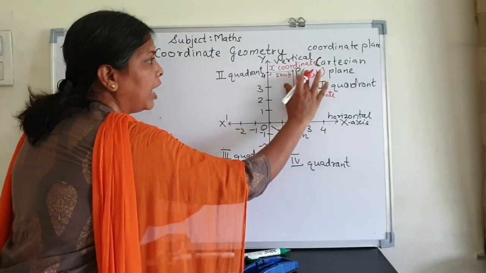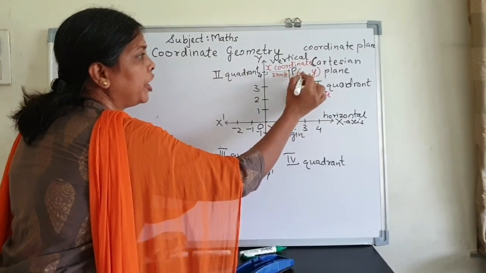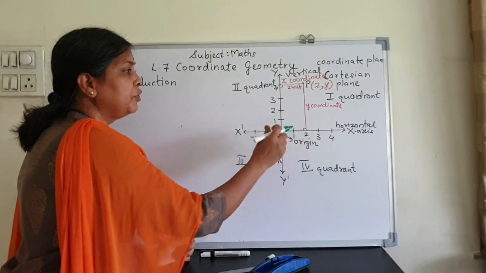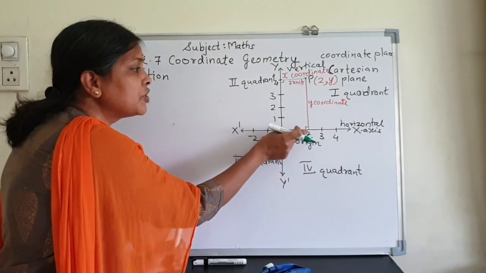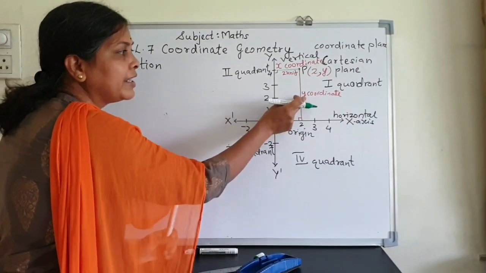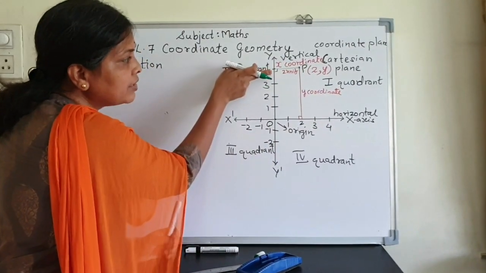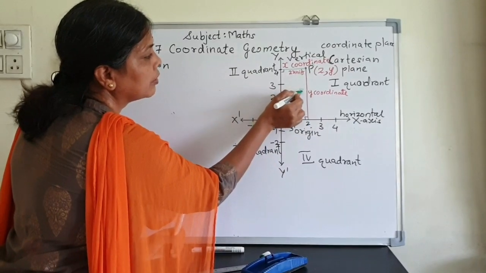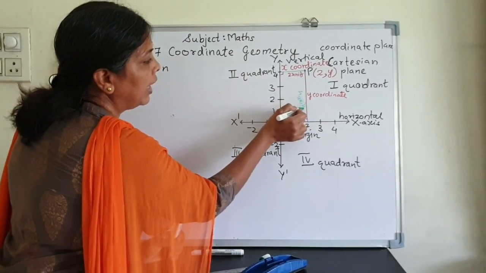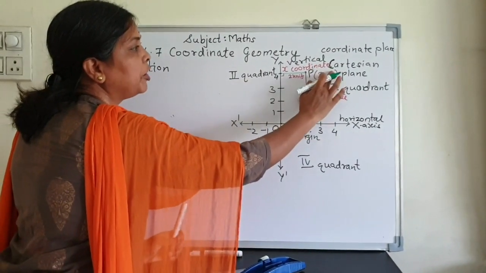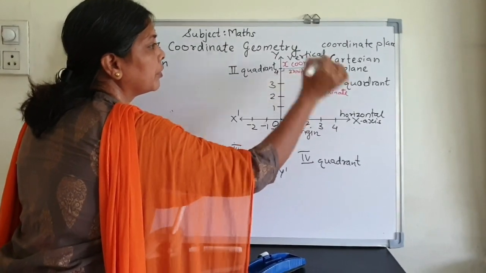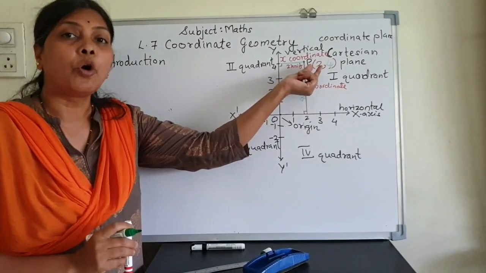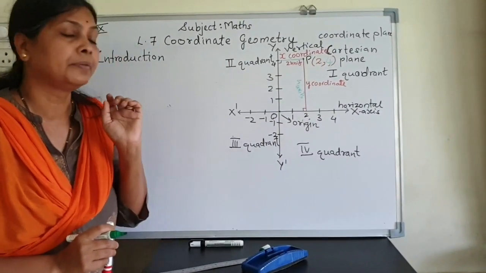And then our x coordinate for point P will be 2, right? Then if you measure the distance from the x-axis to the point, that is the y coordinate. So how much distance can you see over here? That is 4 units. And that's why the y coordinate of point P will be 4. So this is how we write the coordinates of a given point.